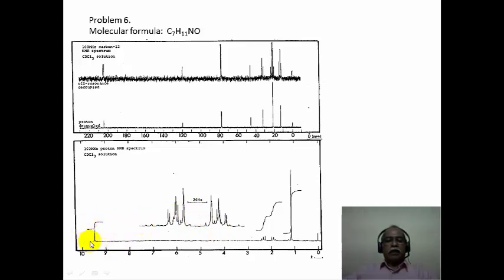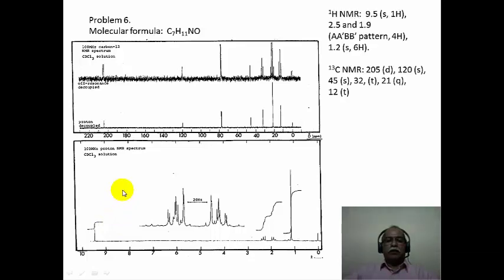Let us start at the left end of the proton NMR spectrum. Somewhere around 9.5 ppm there is a singlet, and in the carbon 13 there is also a peak around 205 ppm or so, and this signal is split into a doublet in the off resonance spectrum. That would mean that this particular signal corresponds to an aldehyde. Only an aldehyde signal can appear as a doublet in the carbon 13 off resonance spectrum. So the proton NMR data around 9.5 as a singlet, and this doublet in the off resonance spectrum, essentially confirms the presence of an aldehyde functional group.